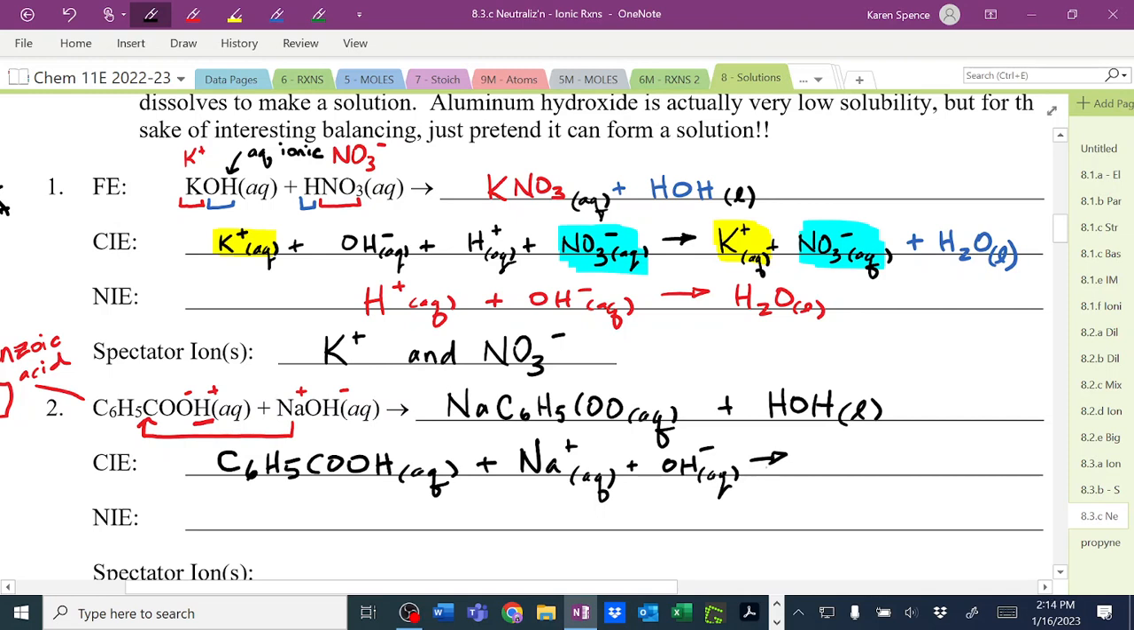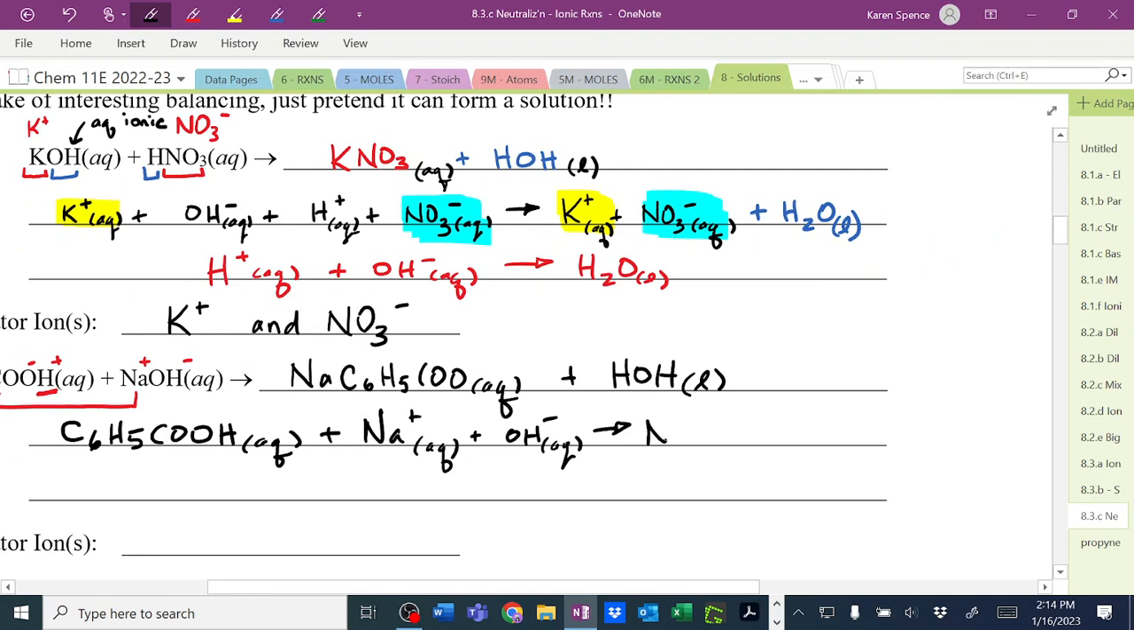How about sodium benzoate? Benzoate is the ion that comes from benzoic acid. Yeah, we've got sodium. It's aqueous, so it will split apart. So we have Na plus aqueous plus C6H5COO minus. And then, of course, we have water. Does water split apart? No, water is a liquid. It stays together.